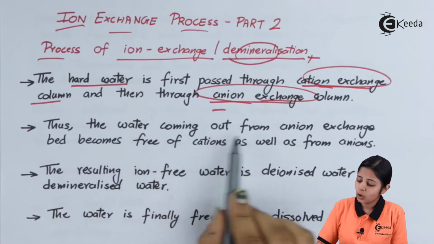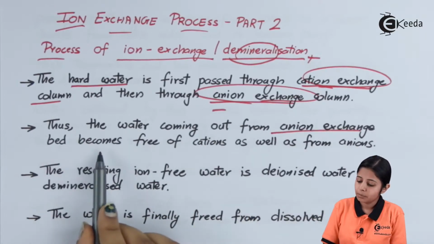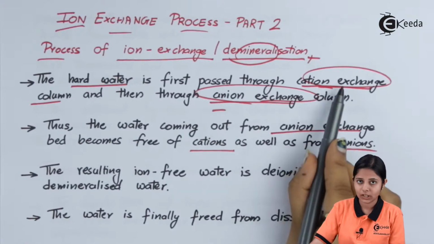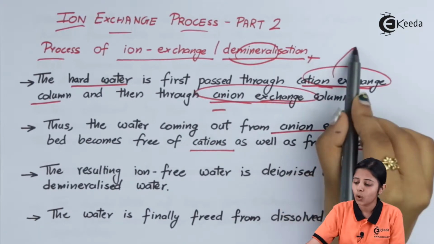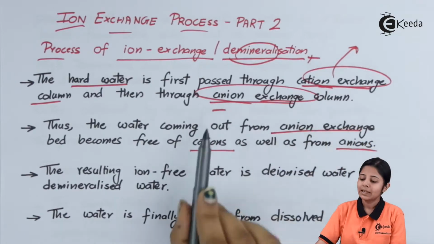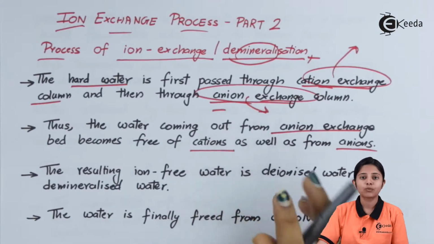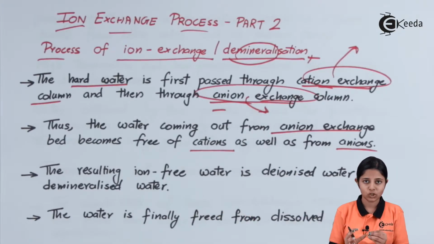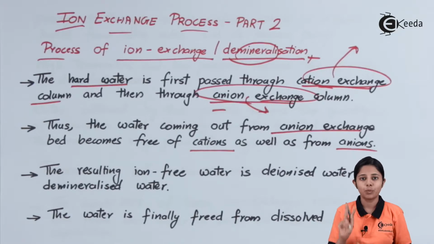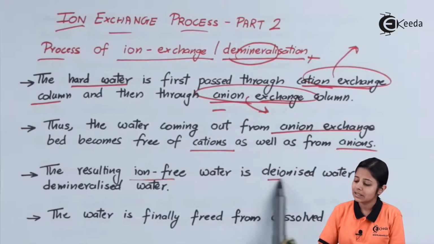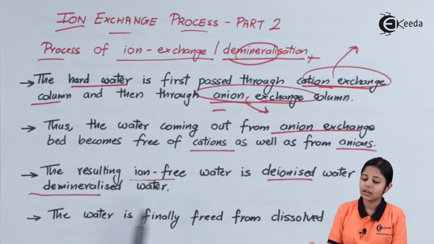Thus, the water coming out of the anion exchange bed becomes free of cations as well as anions. Why? Because in the cation exchange bed we are taking away all the cations present in the water, and in the anion exchange bed we are taking away all the anions present in the water. So after the water has passed through both beds, it becomes free of both the positive ions as well as the negative ions. The resultant ion-free water is deionized water or demineralized water.